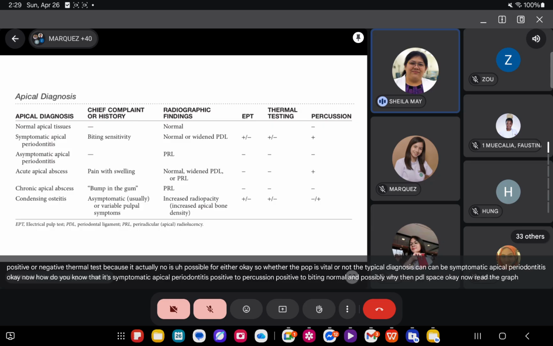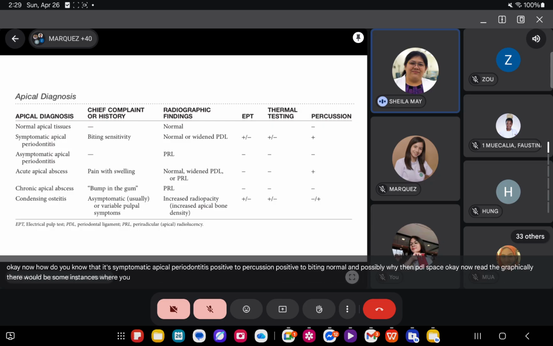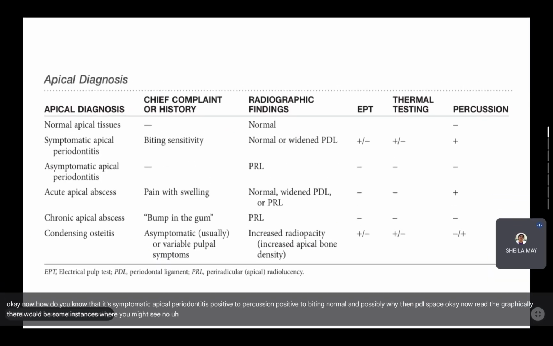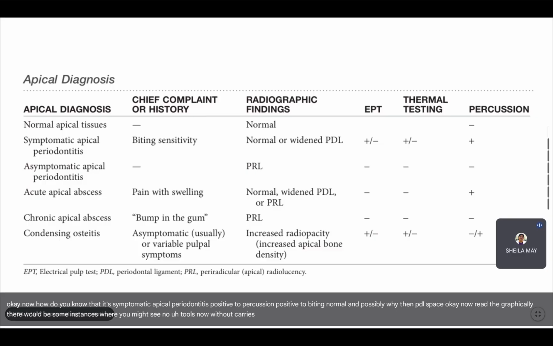Now, radiographically, there would be some instances where you might see a tooth without caries, but the tooth has widening of the periapical PDL space. In these cases, you might want to consider the possibility of occlusal traumatism. Also, endo problem and trauma problem can be coexisting, so you need to address both issues.